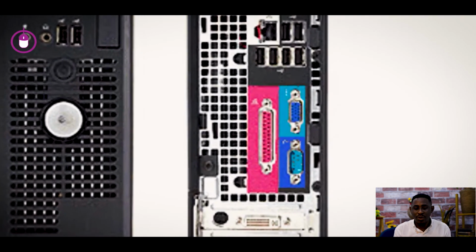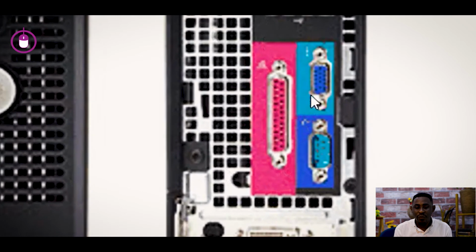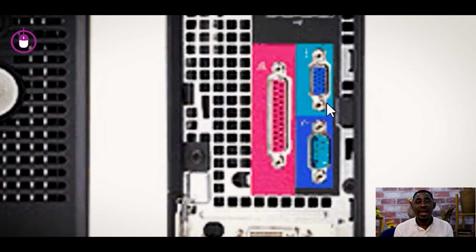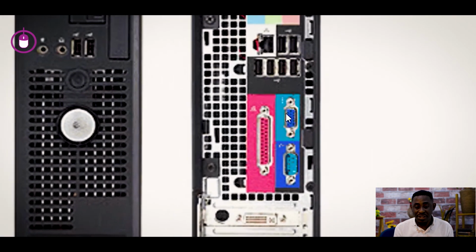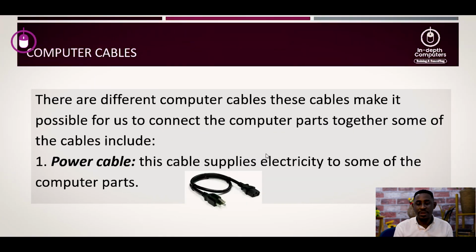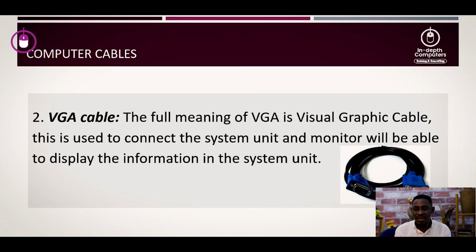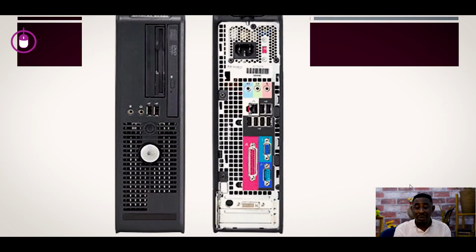Now, another part I want to talk about is the VGA port. The full meaning of VGA is Video Graphics Array. This VGA port is used to connect the system unit and the monitor together, and there's a cable that does that. You can see the VGA port is blue. Now, this is a VGA cable. You can see it also has a blue port. So it means that you connect black to black, blue to blue. So black is the power cable going into the power port. The VGA cable is going into the VGA port here.